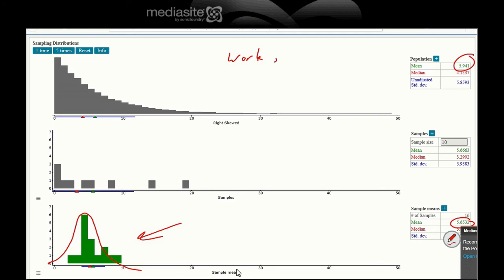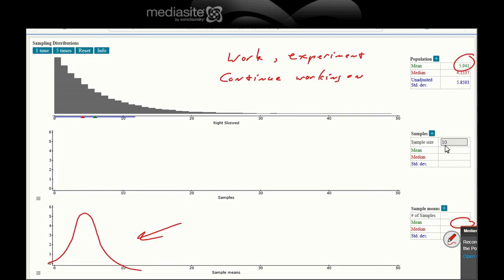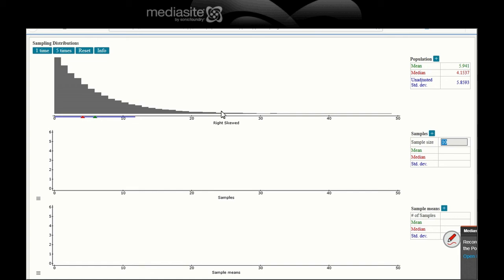experiment, continue working on this one. Try to change the sample size. There's a rule of thumb: if your samples are not from a normal distribution, and this is not a normal distribution, your sample size should be at least 30 or greater.